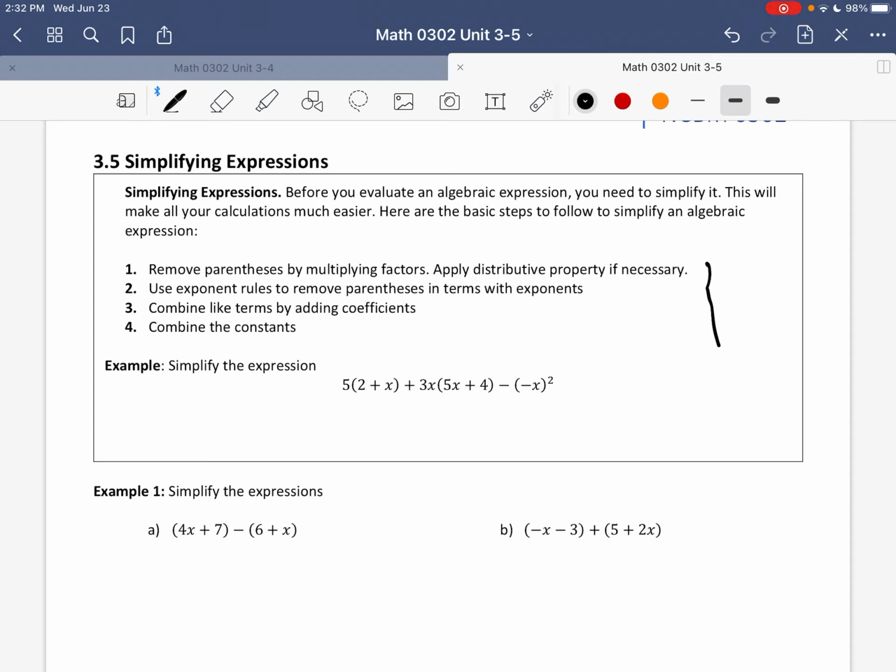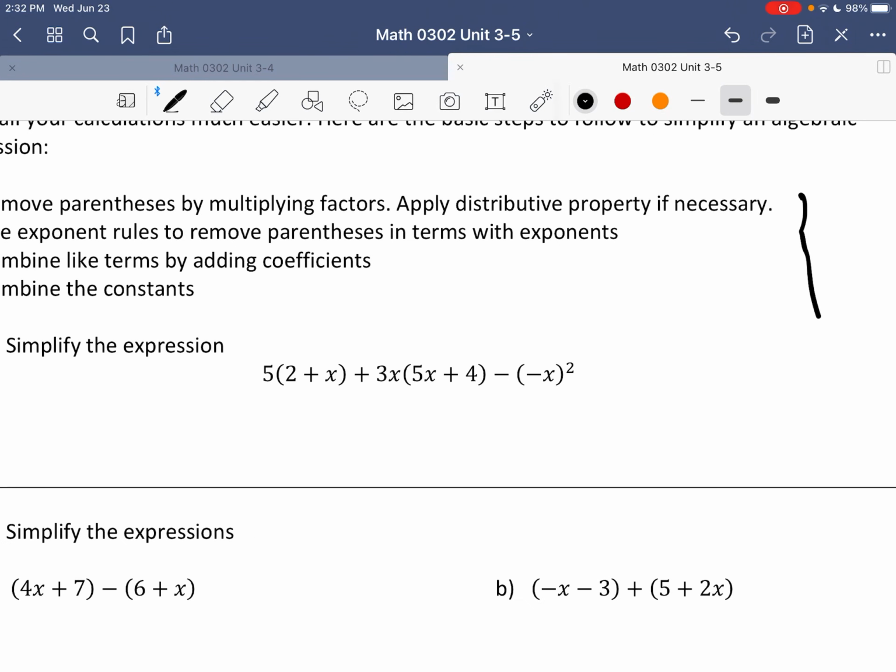So in the example, it's asking us to do the following. Simplify the expression: 5 times parentheses 2 plus x, plus the term 3x times the term in parentheses 5x plus 4, minus parentheses negative variable x, and then the whole thing squared. Out of all of these terms, be very careful with this one.